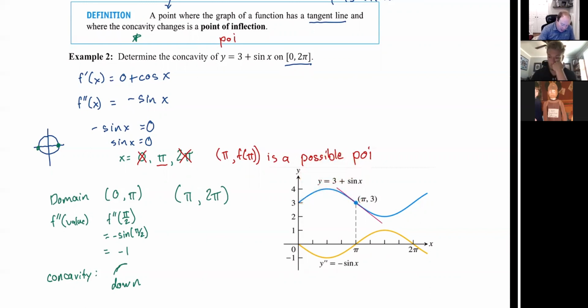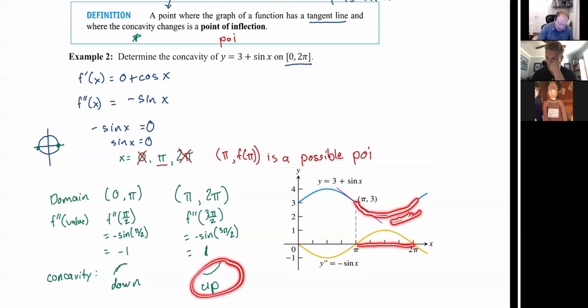All right. Now, if we were to consider f double prime of some value between pi and 2 pi, let's say 3 pi over 2, when you plug this into the second derivative, you're going to get a +1. So our concavity is up in this case. And you can see that past pi, we do indeed have a graph that, if you were to place your hand on it, is opening up, so it is concaving up.